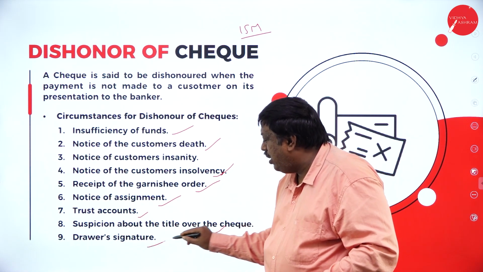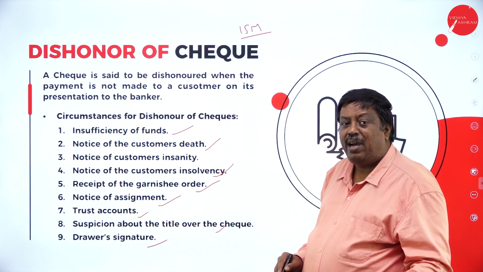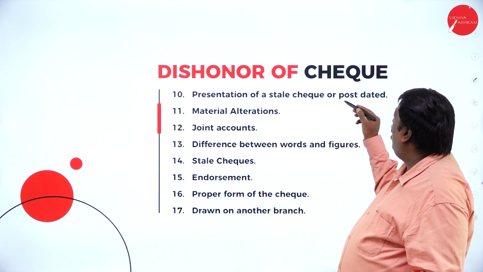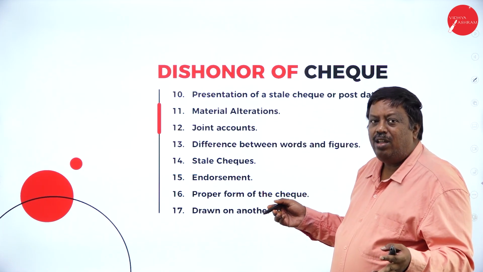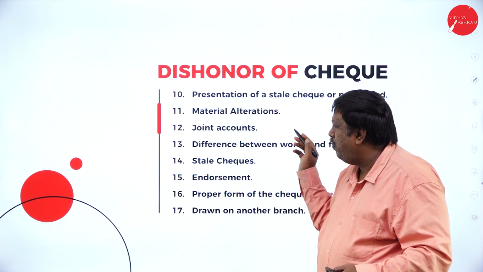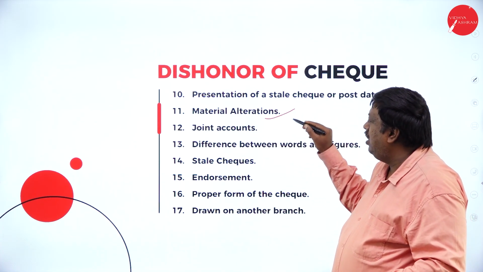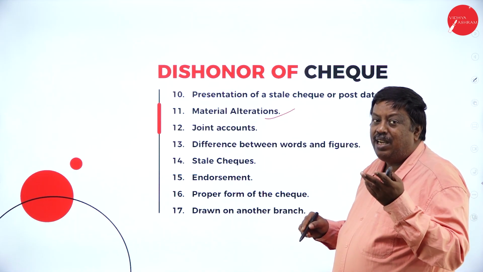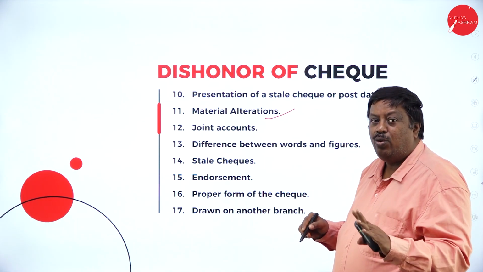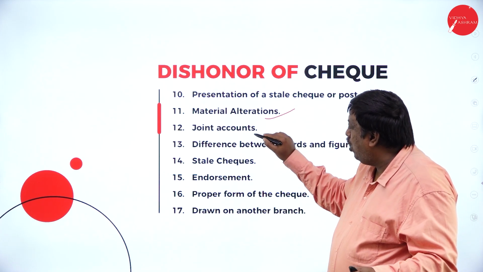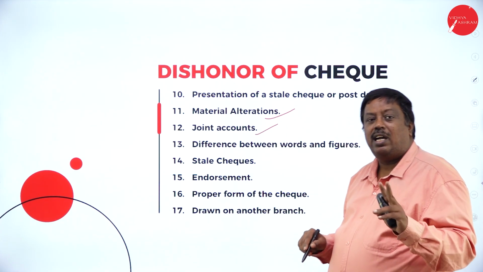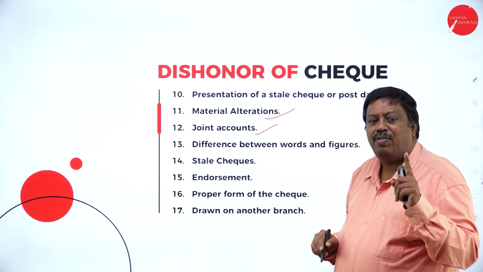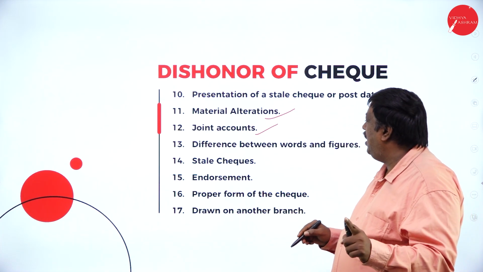If they are getting any doubt, they should not make any payment here. They have to verify the drawer's signature. If it is not matching, they should not make the payment here. Presentation of a post-dated check, or if they have manipulated the date, they should not make the payment. Material alteration, that is, the amount in words and figures should match. If there are any differences in those, they should not make the payment. Joint account, both the joint account holders have to sign the check. If one person has signed and the other person has not signed, they should not make the payment here.